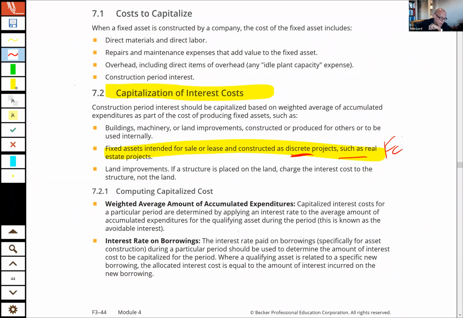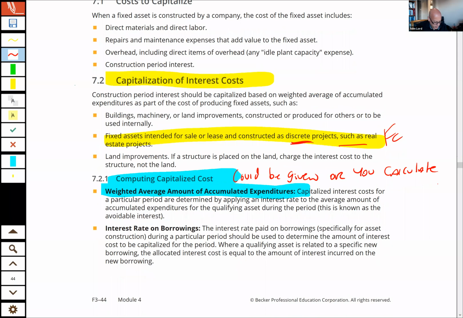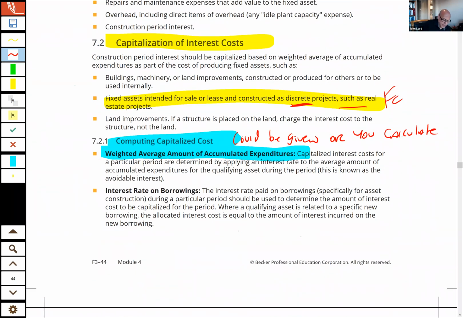Okay, now when I am figuring out the interest to capitalize, I have to use the weighted average of accumulated expenditures to calculate that. Now, that could be given in the problem, or you calculate. Now, unfortunately, the book doesn't give us an example in the text here anyway. You'll see it in problems, but right here, they don't give us an example of how to calculate this weighted average of accumulated expenditures, but it's not that hard, okay?